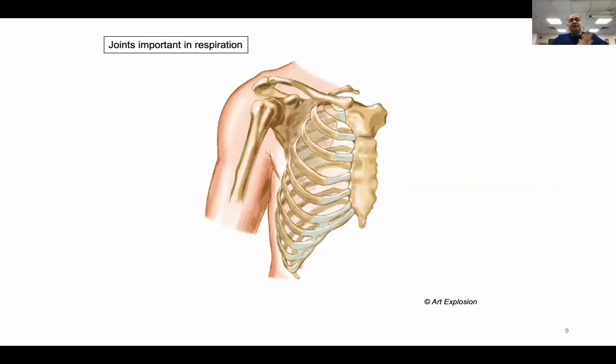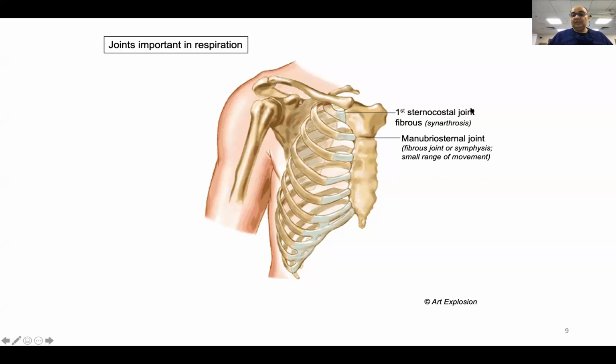Now, we talk about the rib cage, and we have talked about the distribution. We talk about the muscles. We have talked about the ligaments. So now let's start talking about different joints. A joint between the manubrium and the body, we call it manubriosternal joint. Are we good? And then the joint between my first rib and the manubrium, first sternocostal joint.